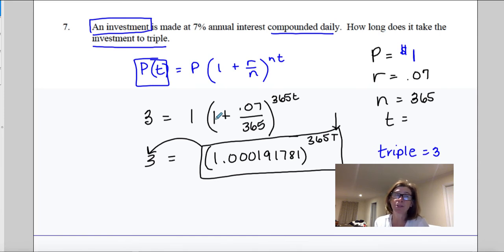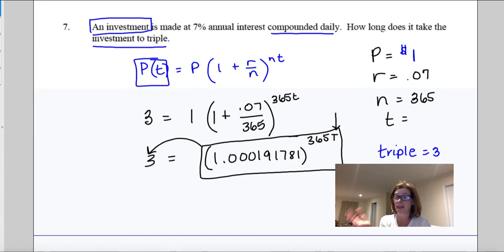So it's a 7% annual interest. I'd really like to see what it's going to do, maybe in 10 years. So I'm going to do that number raised to the 365 times 10, so 3,650. And that gives me 2.01, okay? So if t is 10, then it would be 2.01, and we need 3.